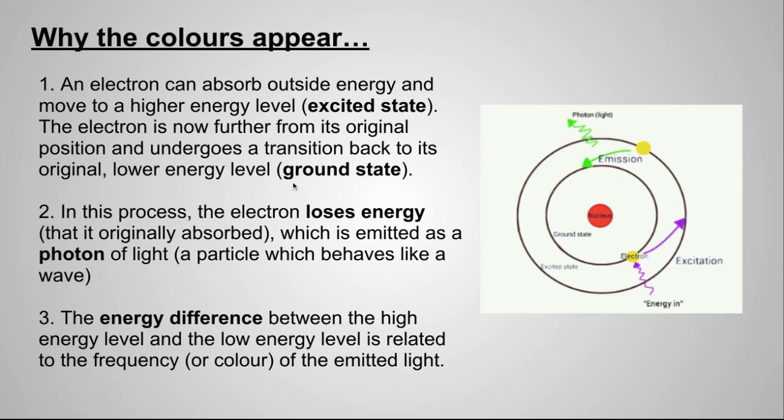So if we come back here to our points, we already talked about the excited state. It says the electron is now further from its original position and undergoes a transition back to its original lower energy level, which we call a ground state. In that process, the electron loses energy that it had originally absorbed. And when it loses that energy, it's going to release it as a photon of light. Okay, so a particle that behaves like a wave. And that photon of light, the color that we see, corresponds to the amount of energy that was released. If it was a low amount of energy, we're going to see red or orange. If it was a higher amount of energy, we're going to see blue, green, or purple.